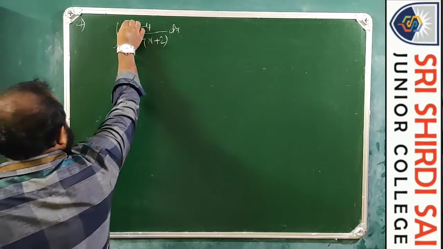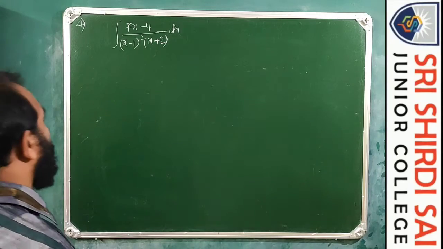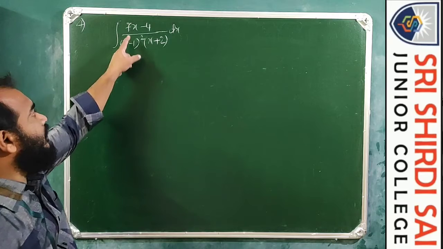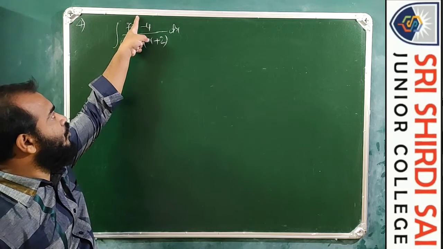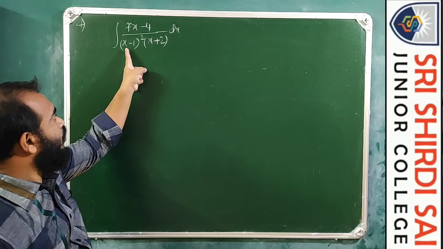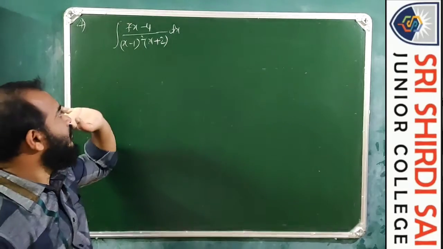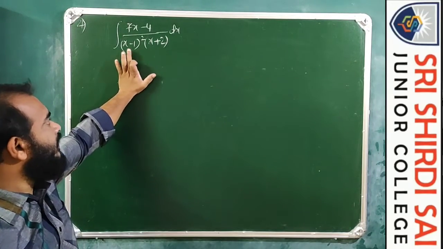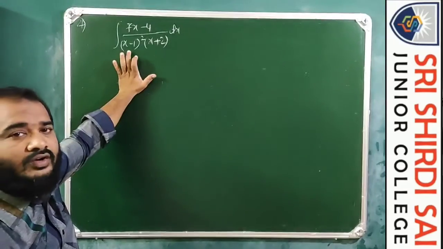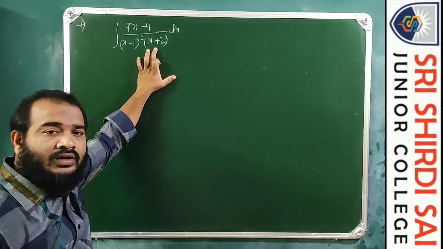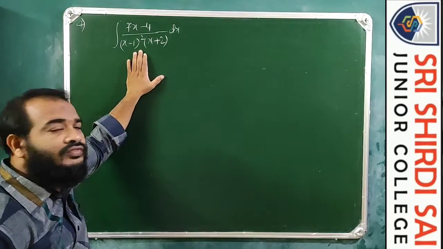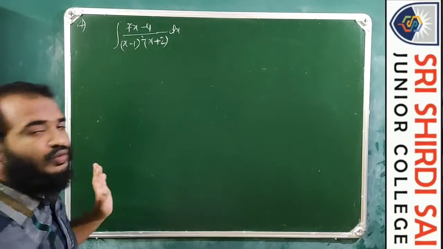Integral of (7x - 4) / ((x - 1)^2 (x + 2)) dx. This is a proper fraction, with the degree of the numerator being 1 and the degree of the denominator being 3. Furthermore, the denominator contains a repeated linear factor. x - 1 has been repeated twice. x + 2 is a non-repeated linear factor. Therefore, the denominator is a combination of type 1 and type 2.